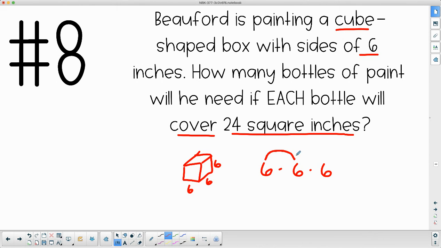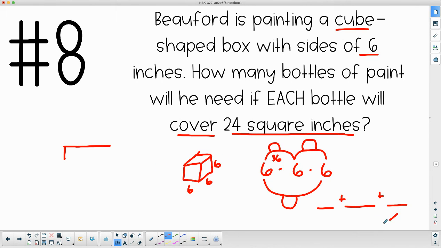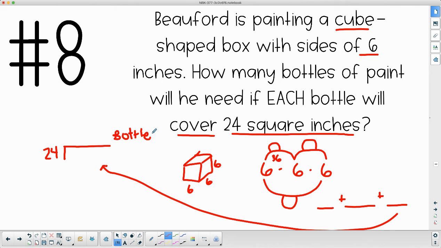So we're going to go and make our frog. It's going to touch all the different sides. So 6 times 6 is 36, and then we need to double the bubble. You'll do 6 times 6 again, double the bubble. 6 times 6 again, double that bubble. So we're going to add up all of our bubbles, and that will give us how much surface area we have here. Then you're going to take this answer and we are going to divide it by 24, and that will tell you how many bottles you need to cover that entire cube that Beaufort has.